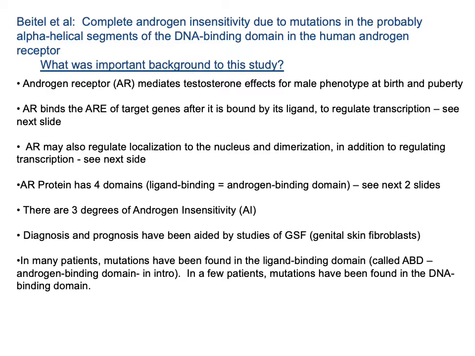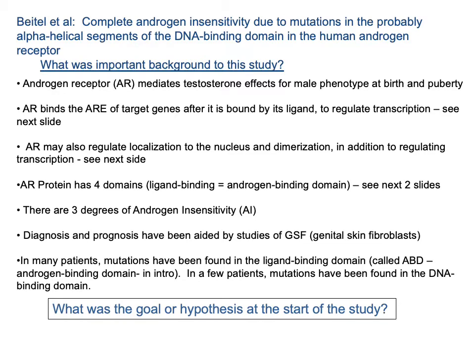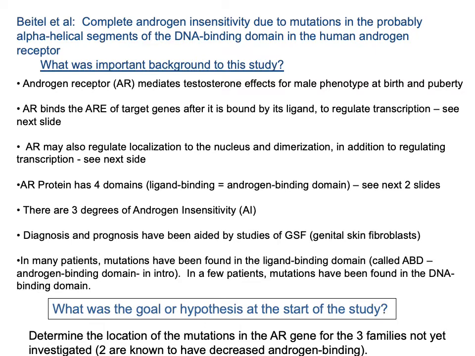So that's what they knew about the role of the androgen receptor protein and how it was important in androgen insensitivity. So what was the goal or the hypothesis at the start of the study? Specifically, they wanted to determine the location of mutations in the AR gene for 3 families in which AI, androgen insensitivity, was prevalent. And so they hadn't been quite investigated up until this point. And for 2 of those families, it was known that there was decreased androgen binding by that AR protein.